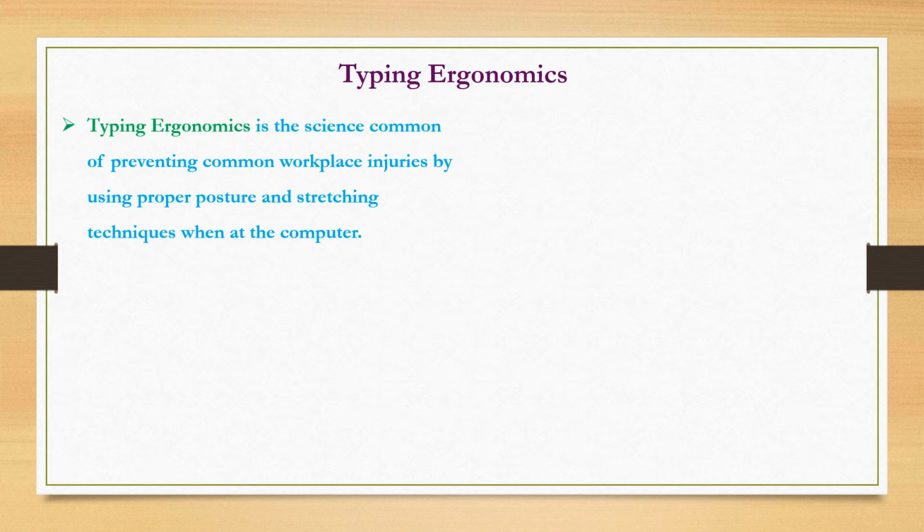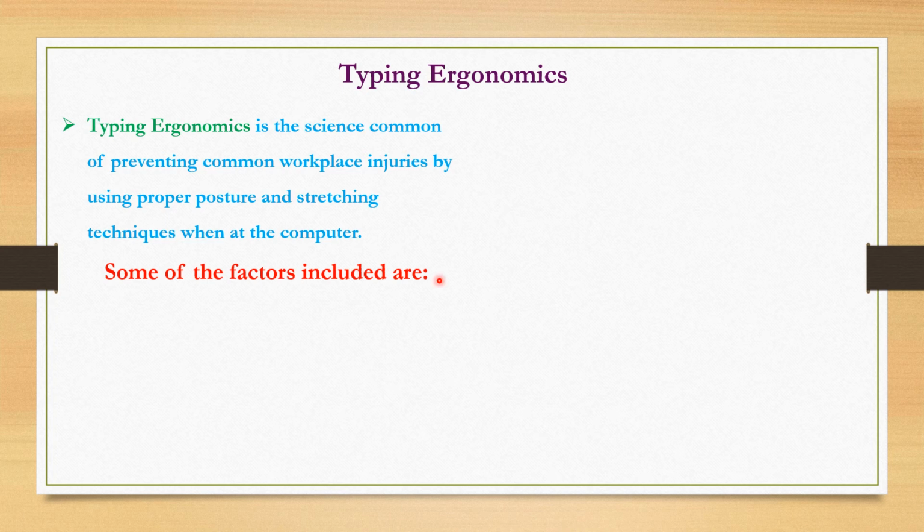Next one is typing ergonomics. Typing ergonomics is the science of preventing common workplace injuries by using proper posture and stretching techniques when at the computer. When you are sitting at the computer and working on it, sometimes your posture is not right or you are not sitting properly, it may cause some pain in your body parts or it may cause pain in your eyes. So, some of the factors which need to be taken care of while typing are these.